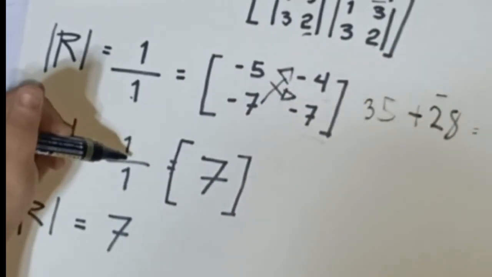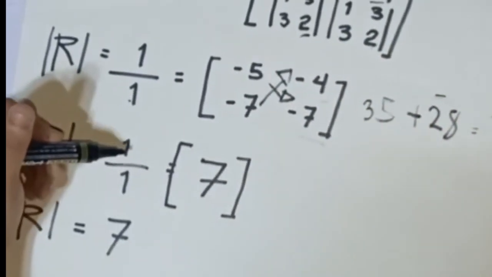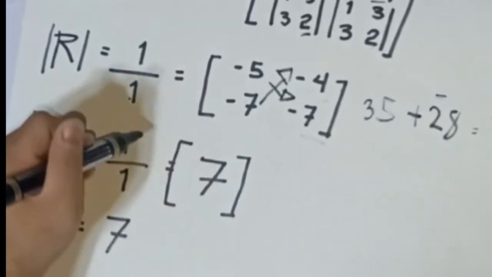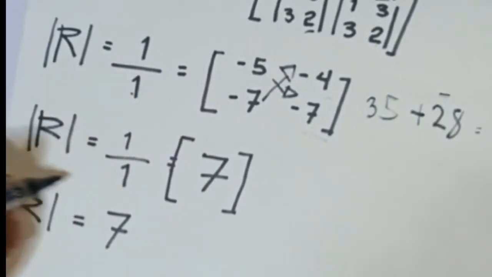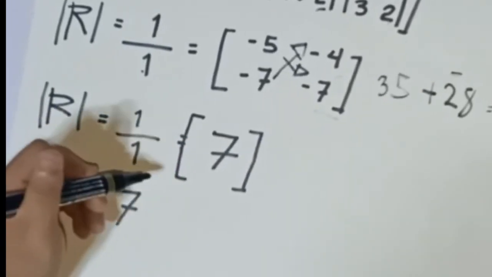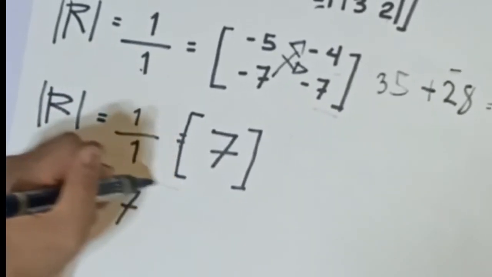So the determinant of R is equal to 1 over 1, or simply 1, and positive 7. So 7 times 1 over 1 is equal to 7. So in this 3 by 3 matrix, our determinant here is positive 7.